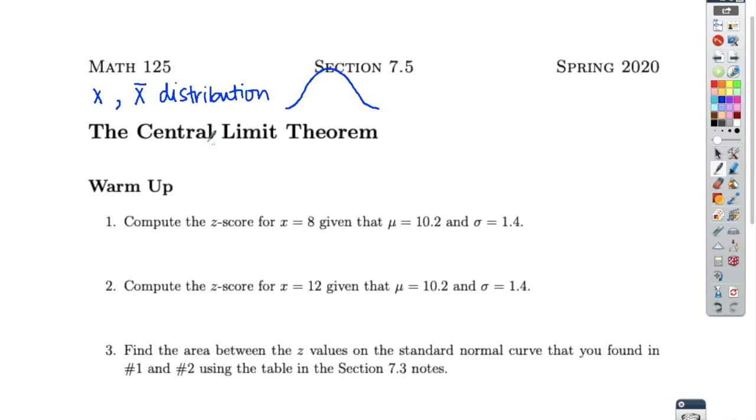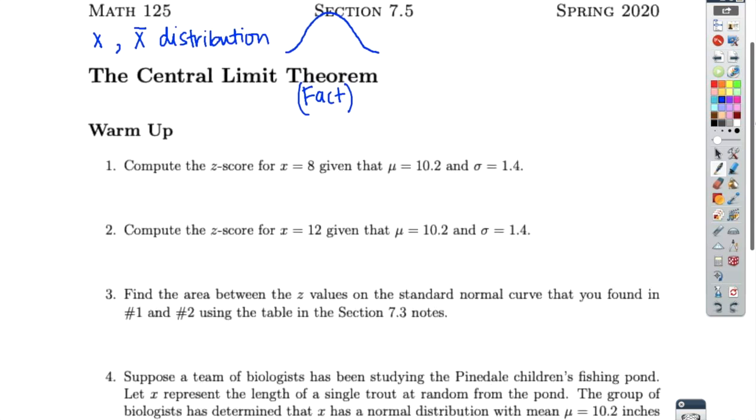and so we're going to formalize this today. Section 7.5 is about a very important statistical fact called the central limit theorem. Now, theorem just means fact. So this is a fact about central limits. All right, so let's start with a warm-up.